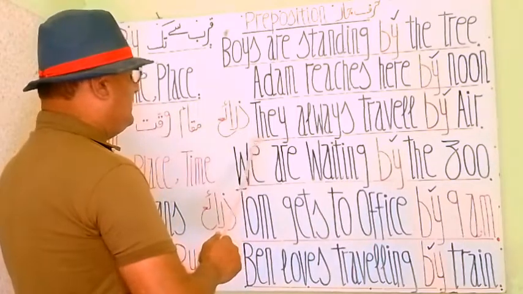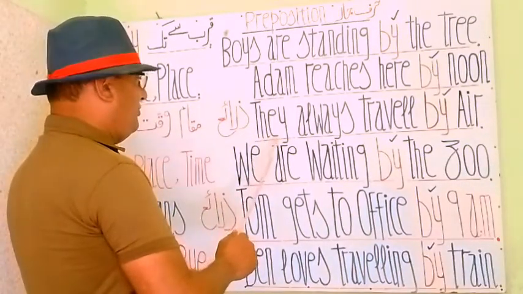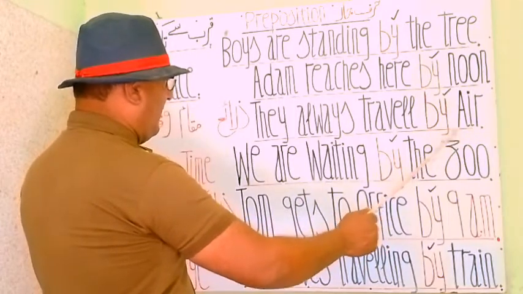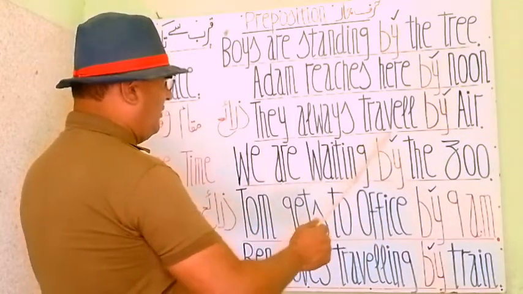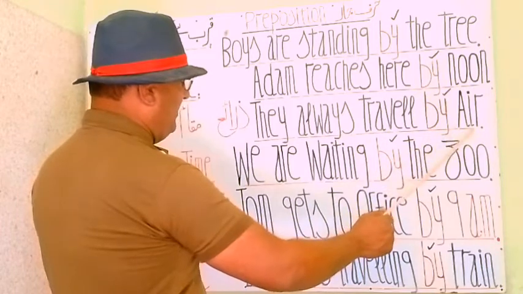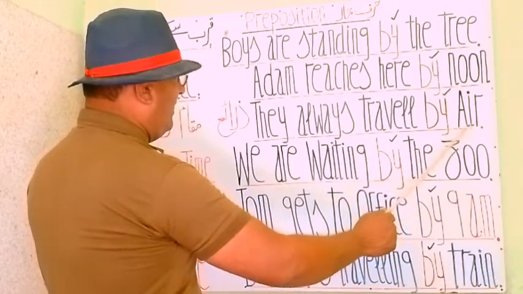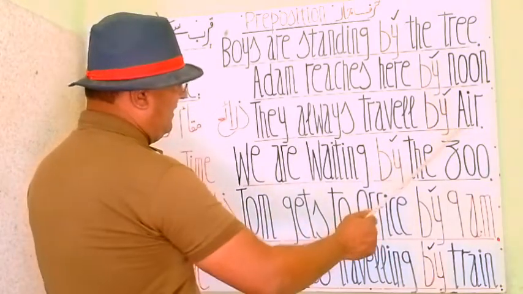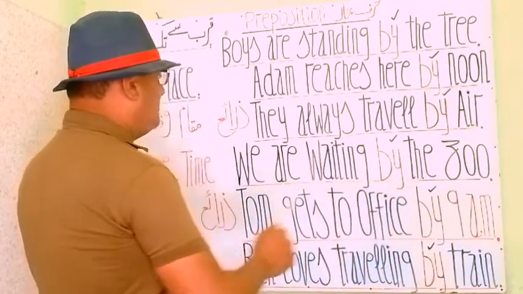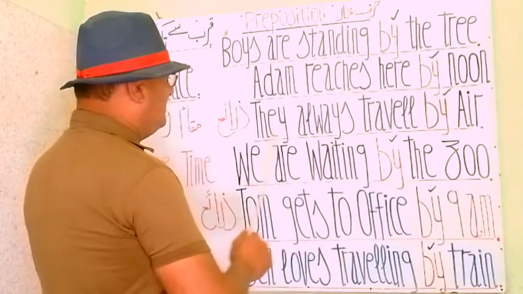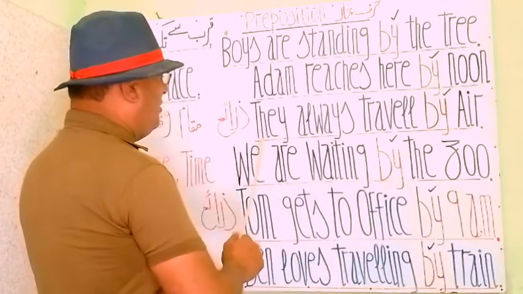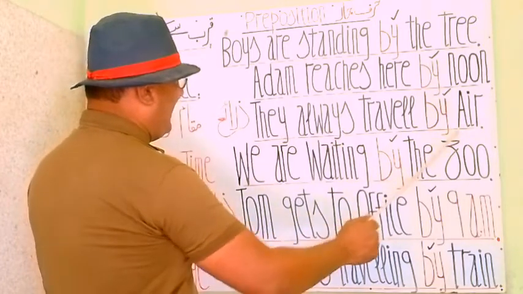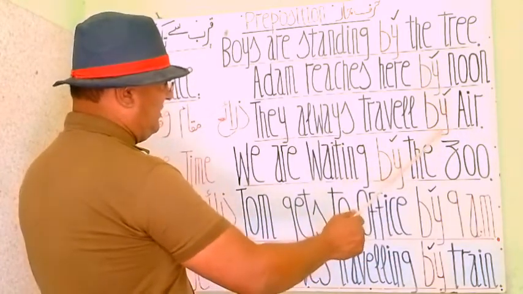You see my students, there is a pronoun and it shows a relation of air and they. There is a pronoun, air, by air. By air means by jahaz, aeroplane. So by is showing the relation between they and the aeroplane. So they always travel by air. वो हमेशा हवाई जहाज से सफर करते हैं.